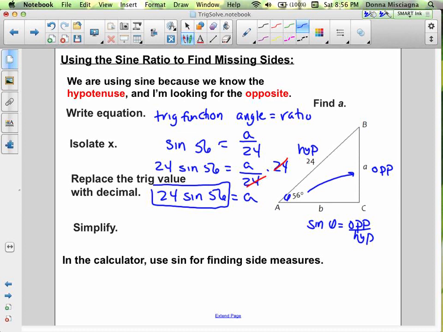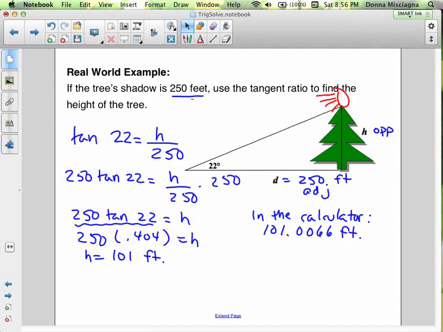This here is an exact answer. So if you were taking a multiple choice test and that was an answer, that would be the exact answer. To find a decimal equivalent, because when somebody asks you how long the side of a triangle is, you probably aren't going to say 24 sine 56, we're going to first use our table, and then we'll use the calculator. So A is going to be equal to 24 times a decimal equivalent for sine 56, the ratio of the sides when we have a 56-degree angle.